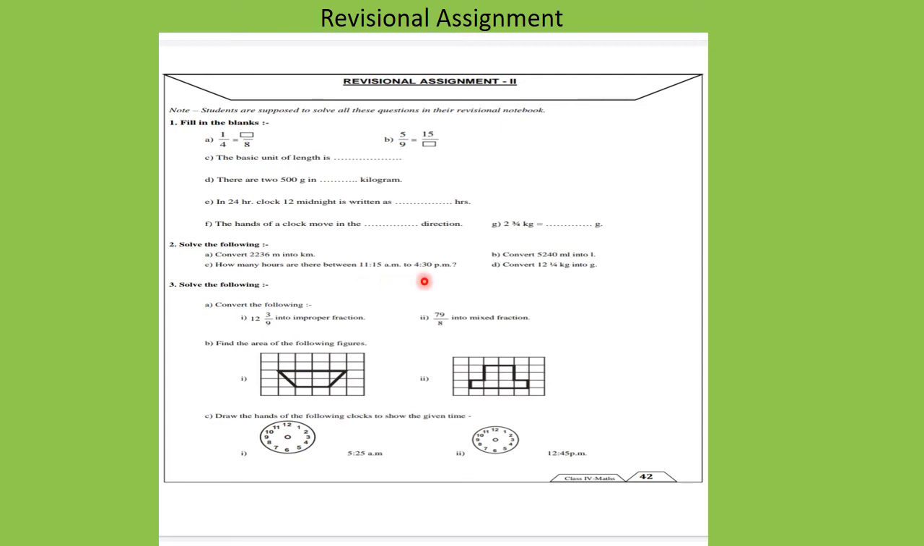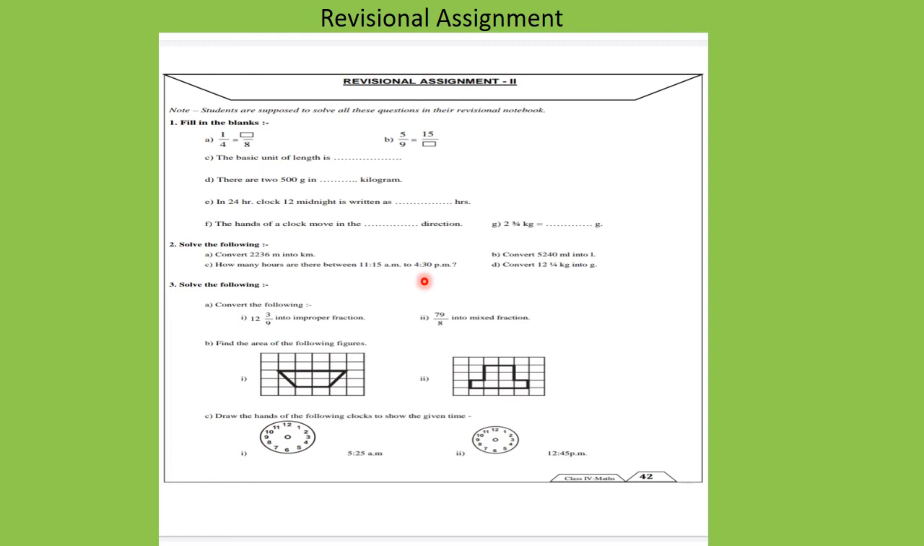After this, the next question is how many hours are there between 11:15 am to 4:30 pm. So children, in these kinds of questions I have already suggested what you can do: you can break up the timings. If you have two times given, where one is an am timing and another is a pm timing, you will have to break up the duration between these two times into some segments, and then add the times and find out the answer.